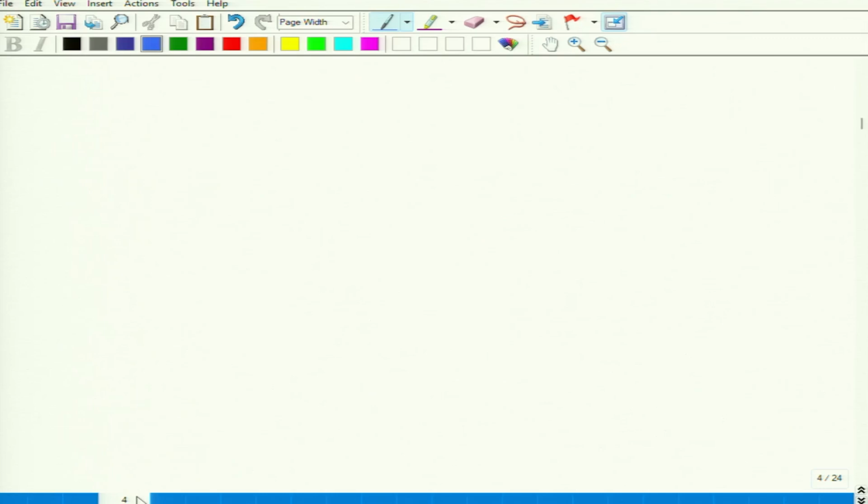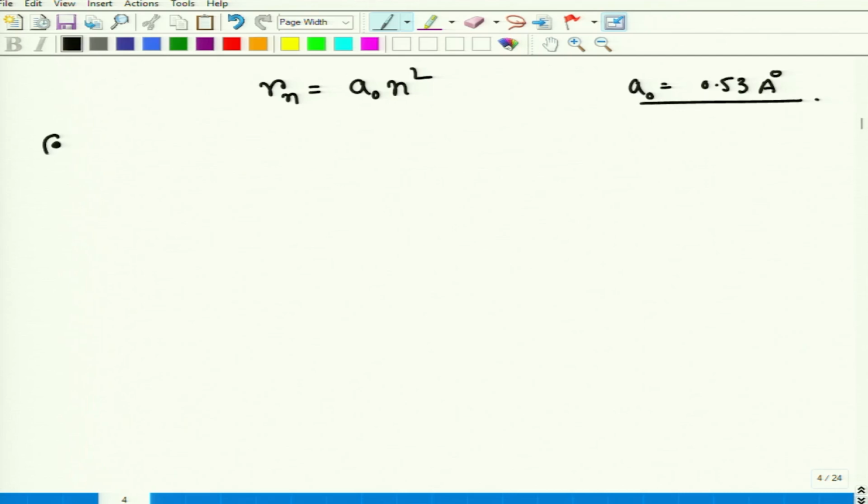Okay. Now what is a naught? That we have to evaluate. It's easy. Let's see. So what was the form? Rn equals a naught into n square. This is the expression. a naught is constant. Let me write it here. So now for the first orbit, n is 1. So R1 should be a naught.